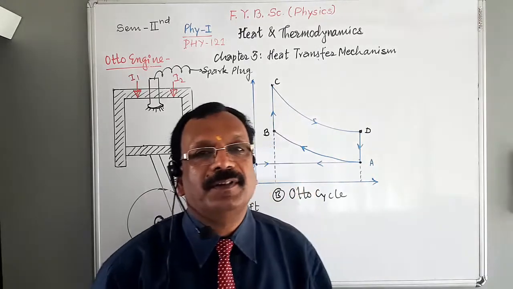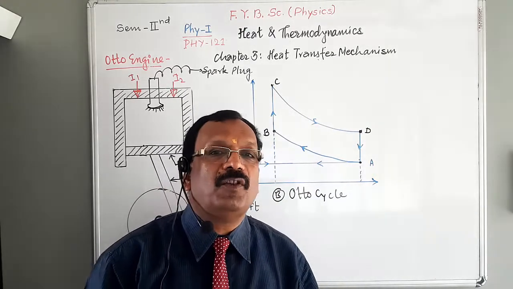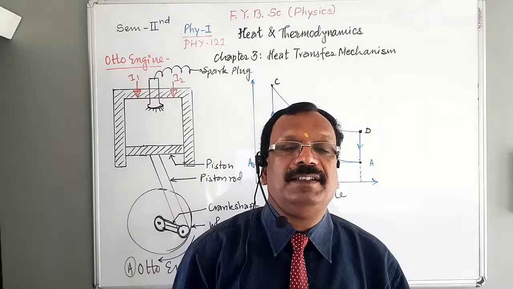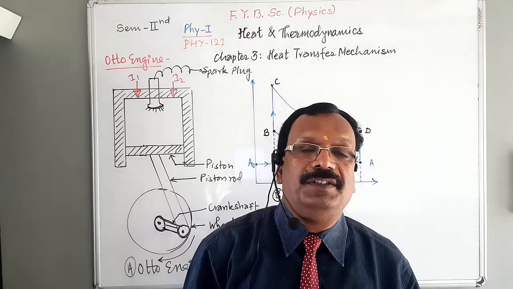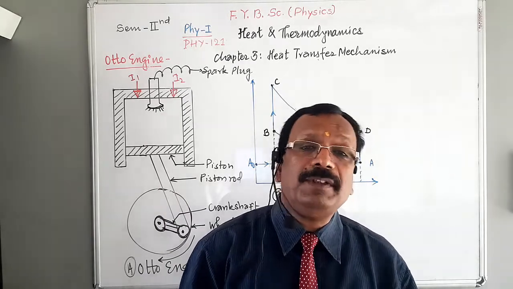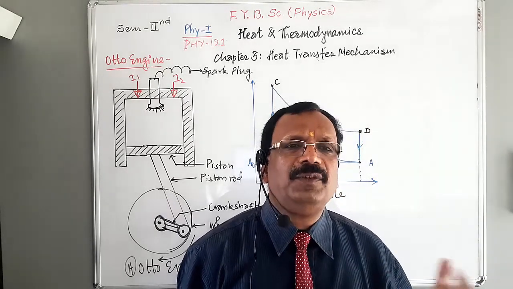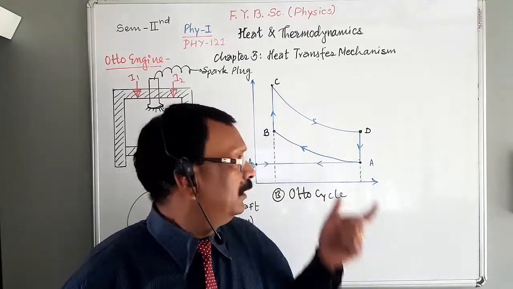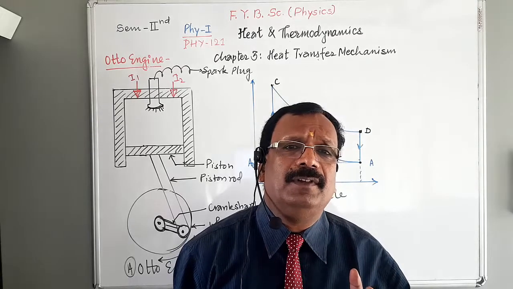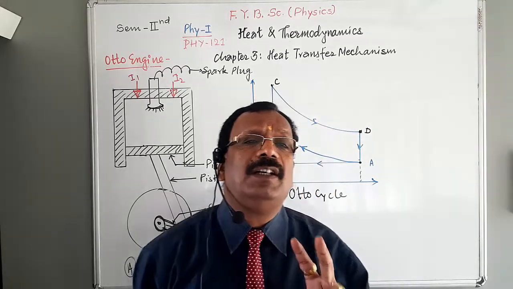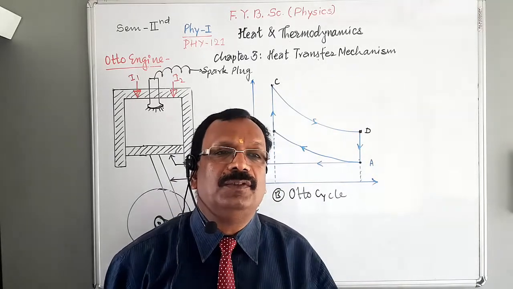In the previous lecture we studied the construction and some part of the working of the Otto engine. Now in this lecture we are going to see the remaining part of the working of the Otto engine. In the previous lecture we studied the first stroke, that is charging stroke. As we know, there are 4 strokes. The Otto engine is an internal combustion type 4 stroke engine, and these 4 strokes are nothing but charging stroke, compression stroke, working stroke and exhaust stroke.